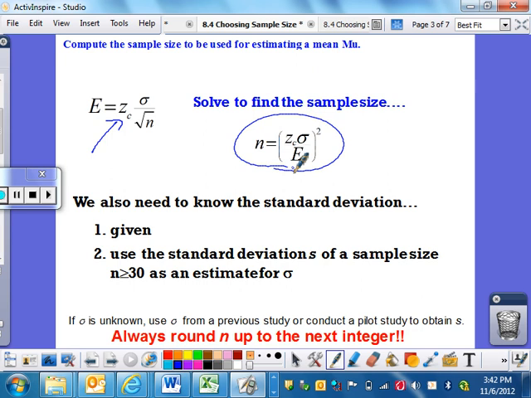So what do we basically need to do? All the givens we need, and then make sure that your standard deviation has an n above 30, or that it is an actual estimate for the actual population standard deviation. Like I said, if it's unknown, we use a previous study or a pilot study to do it, and I'll show you examples and we'll talk about it in class. The one thing to always note, and I purposely put this in red, you will always have a nice round number, because you can't do a partial trial. You will always round up to the next integer.